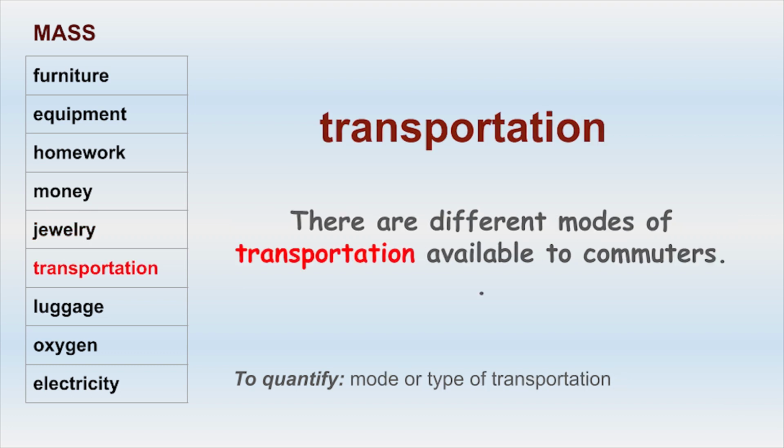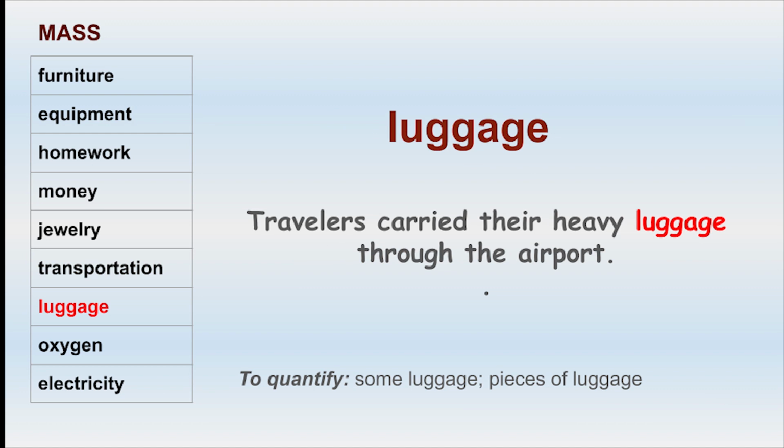Transportation. There are different modes of transportation available to commuters. We may use the quantifier mode or type of transportation. Luggage. Luggage is one of the words that we often hear being used incorrectly by English speakers. They tend to pluralize it, but it's not pluralized, it's just luggage. Travelers carried their heavy luggage through the airport. We may say some luggage or pieces of luggage to quantify it.